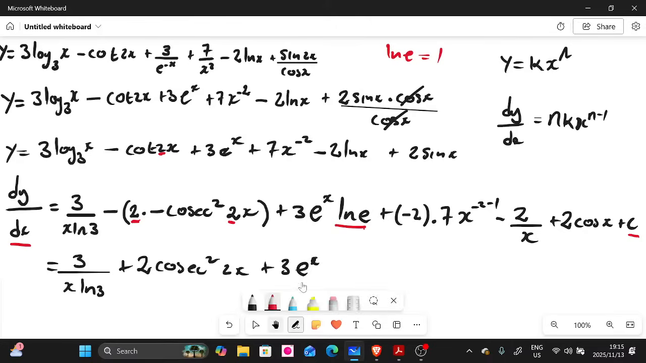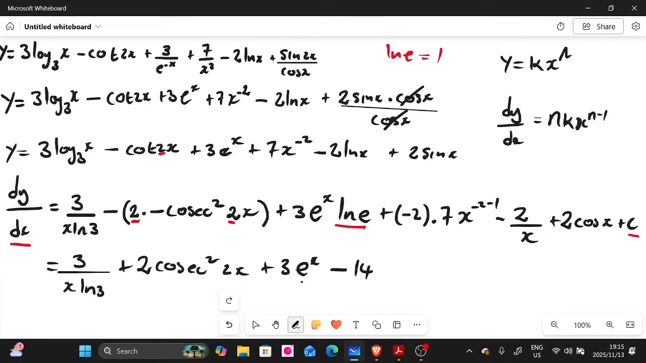Then you continue. You go to the fourth term. The fourth term, you have negative 2 multiplied by 7. What is negative 2 multiplied by 7? This is going to give us 14, right? Negative 14, in fact. And then on the exponent there, we have negative 2 minus 1.